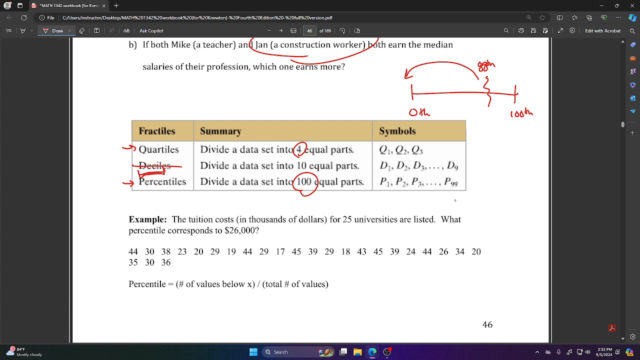So tuition costs in dollars, we got 25 different universities, and so what percentile is 26,000? I think that this one's a little bit weird because the numbers here are in thousands, so 26 is kind of the number that we're actually looking at. And so let's just say this university has 26. So what percentile are we talking? Is it 26% that are less? Is it 78% that are less? Where would they fall?